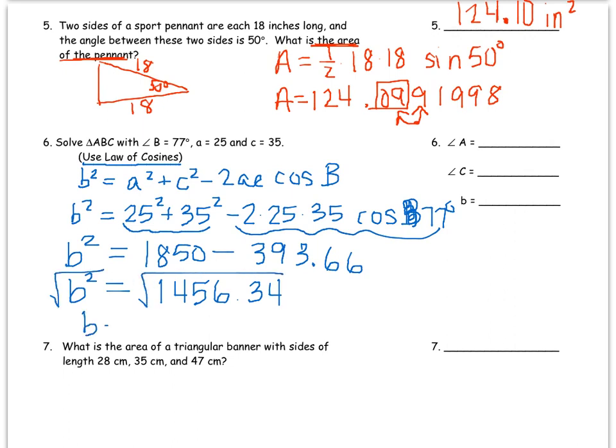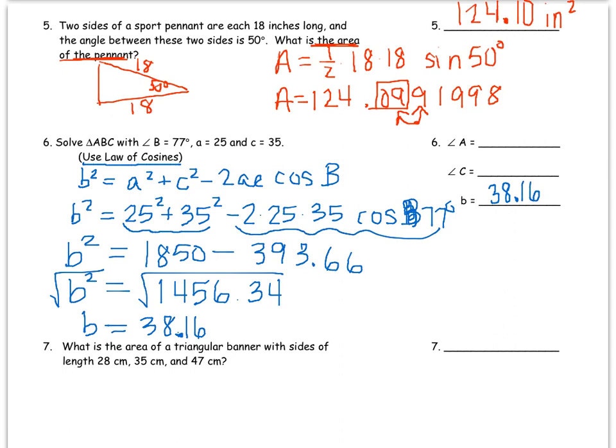So B equals 38.16. So my side B is 38.16. And that's a length, so I'm just going to leave it just like that. Now I need to finish solving my triangle.